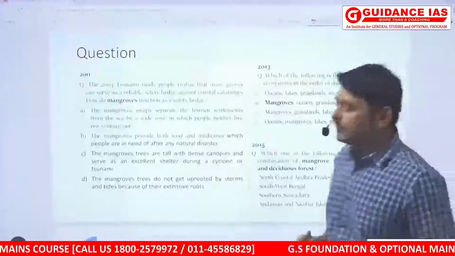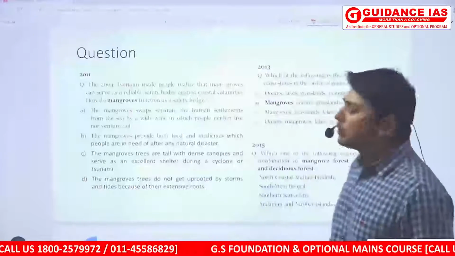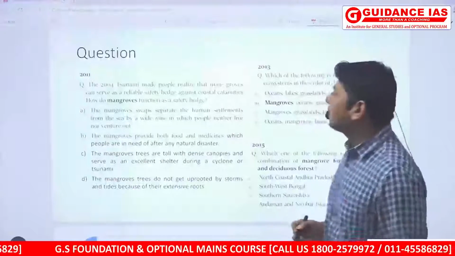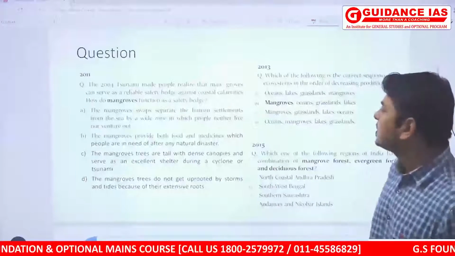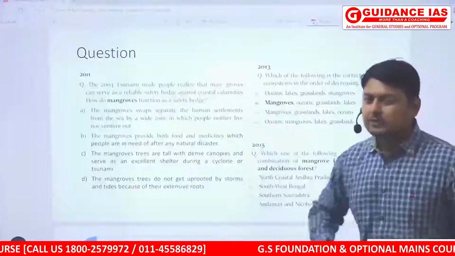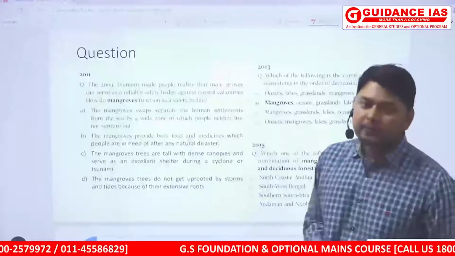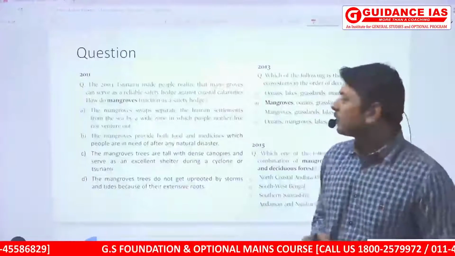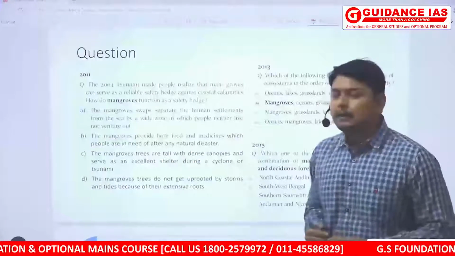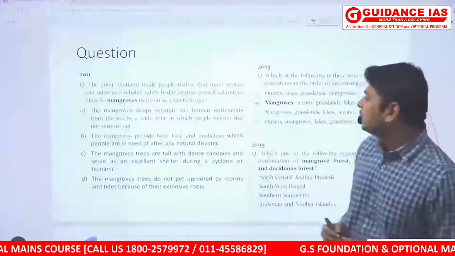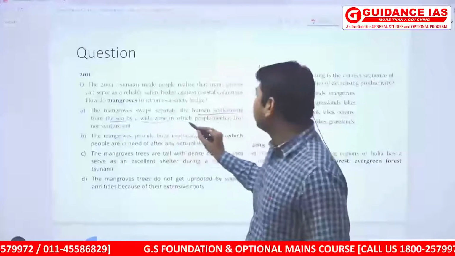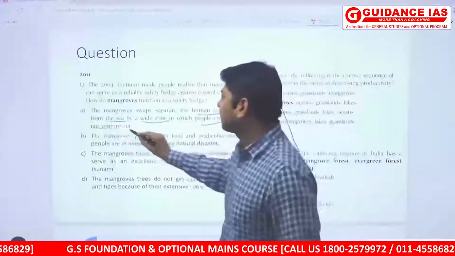Now the next question is on mangroves. In 2011, there was a question that the 2004 tsunami made people realize that mangroves can serve as a reliable safety hedge against coastal calamities. How do mangroves function as a safety hedge? It is basically asking how mangroves save the coastal regions from being affected by a tsunami. The first option is: the mangrove swamps separate the human settlement from the sea by a wide zone in which people neither live nor venture out.